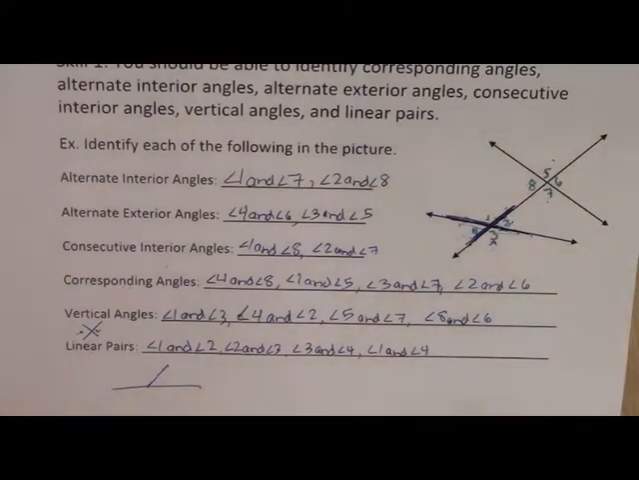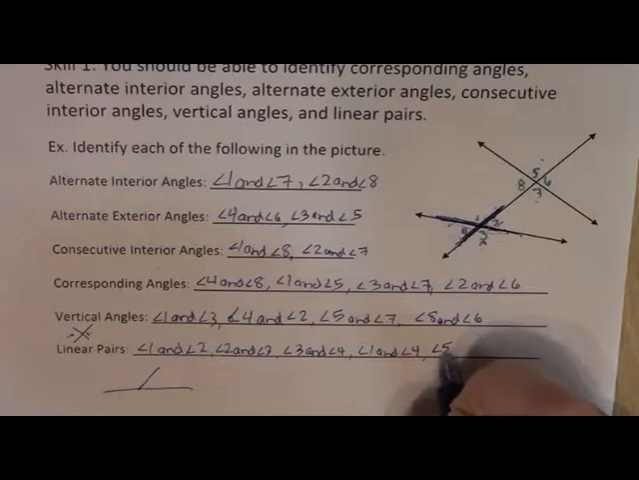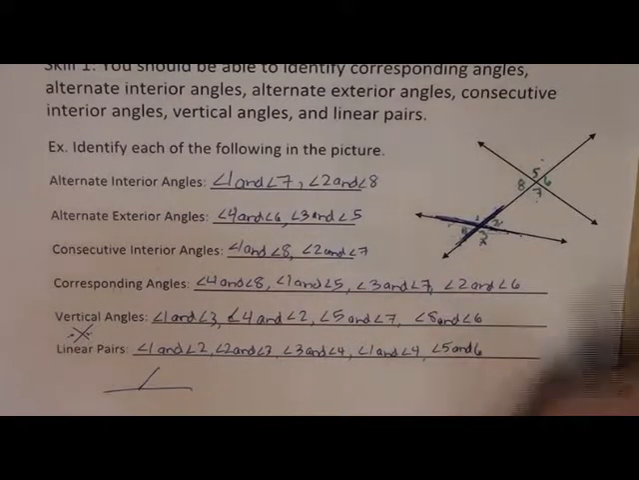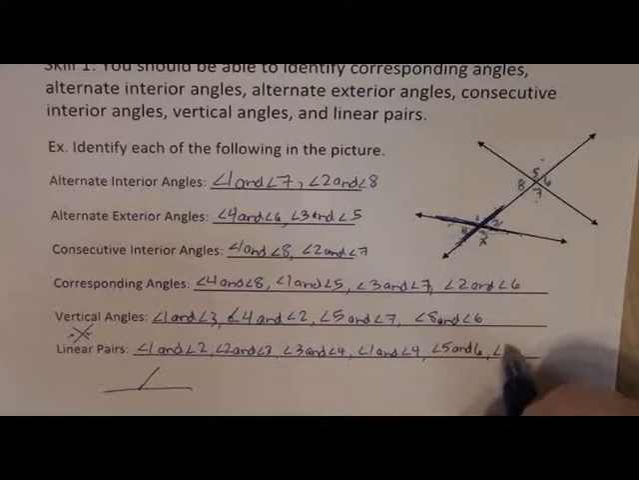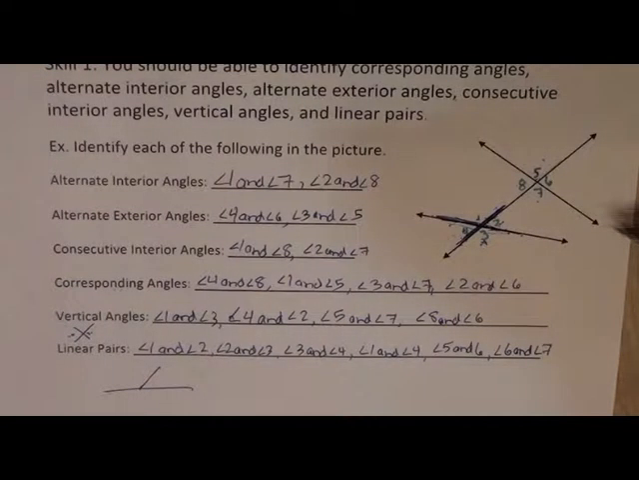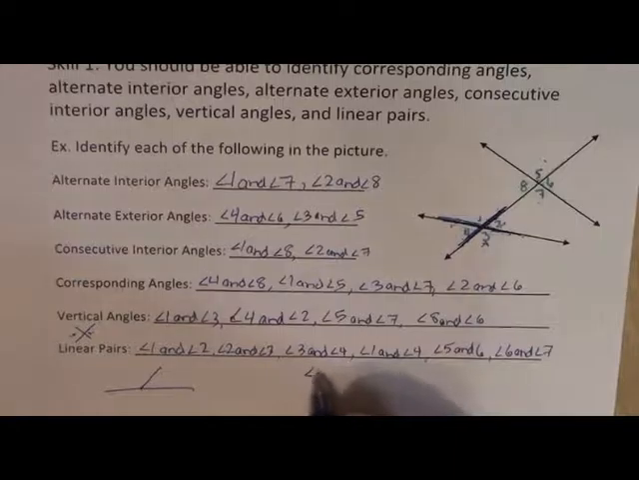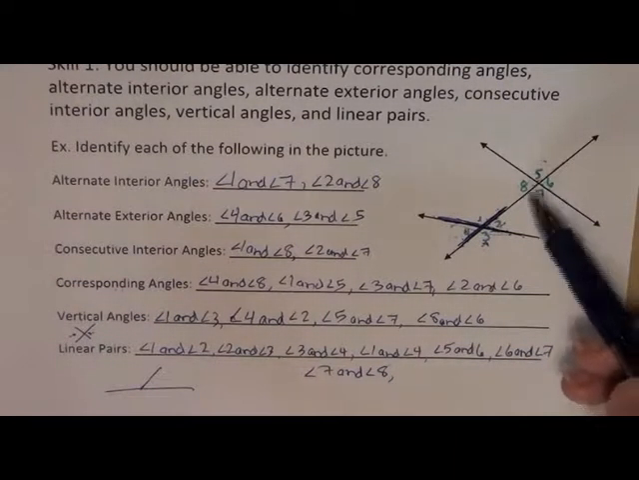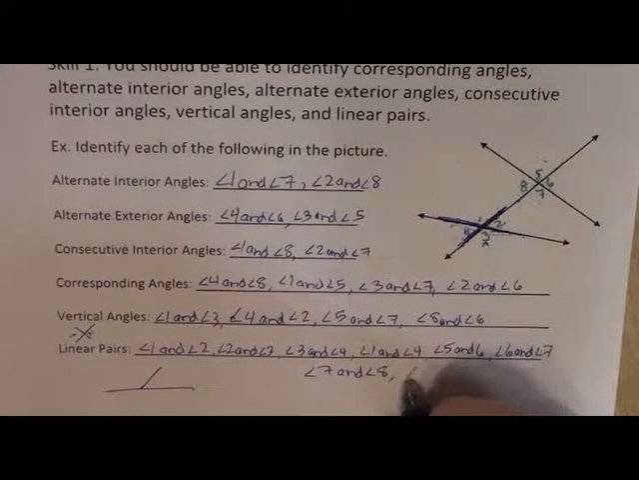Now the same thing is going to happen up with the other group with angle 5, 6, 7, and 8. Angle 5 and angle 6 share a side and make a straight line. Angle 6 and angle 7 share a side right here and they make a straight line. Angle 7 and angle 8 share a side and make a straight line. And it looks like we've gone all the way around. We just need angle 5 and angle 8 to finish up.